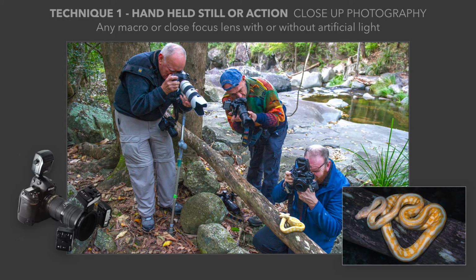And of course the most important, the most commonly used technique in photographing wildlife is capturing handheld, still and action close-up photography. These are three photographers, three different camera brands, three different lenses, three different light sources. Objective: photograph the snake close up in detail. So the first one is in detail.